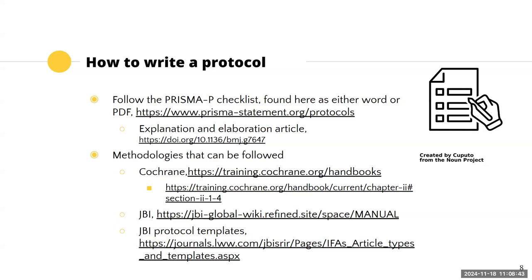And then I've linked there the explanation and elaboration article that's also good to familiarize yourself with if you haven't looked at the PRISMA-P checklist before or you haven't explored PRISMA in detail. That article is a good place to read through, either to refamiliarize yourself or initially familiarize yourself. Full disclosure, I work at Touro and we are a JBI affiliated institution. So I'm very familiar with the JBI methodology and the JBI templates, and I lean towards that because that's mostly the types of evidence synthesis that we do.